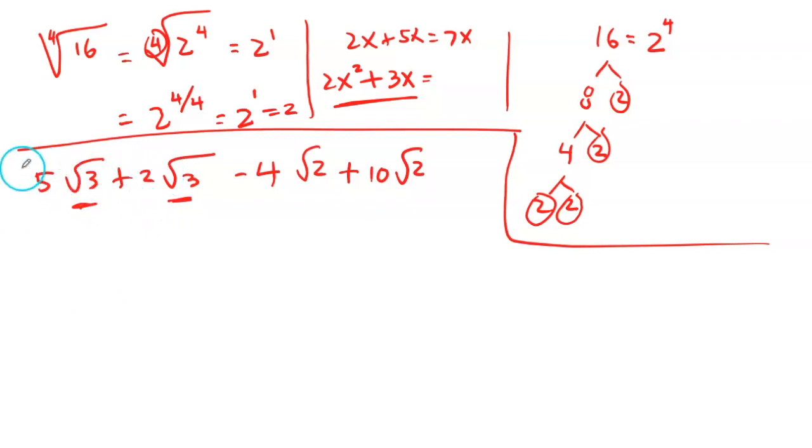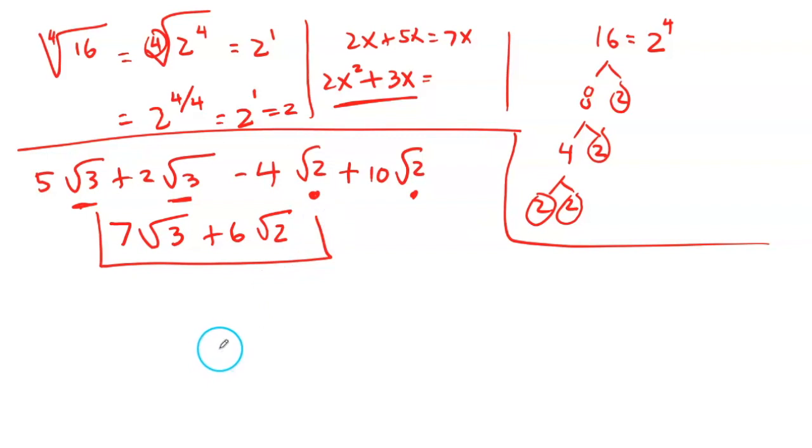So how do I combine them? On the outside, 5 plus 2 gives me 7 square root of 3. This one's square root of 2, square root of 2. Excellent, like terms. I can combine them. Therefore, negative 4 plus 10, or 10 minus 4, is 6 of the same radical. And this will be your answer. They need to be like terms. Same radical, same radicand. Those are basic.